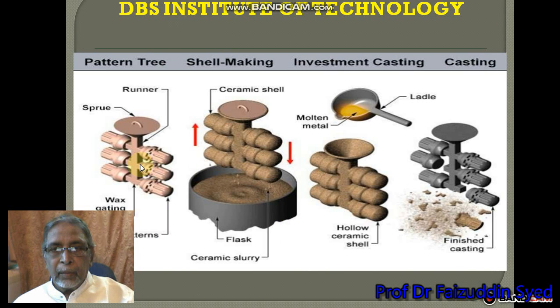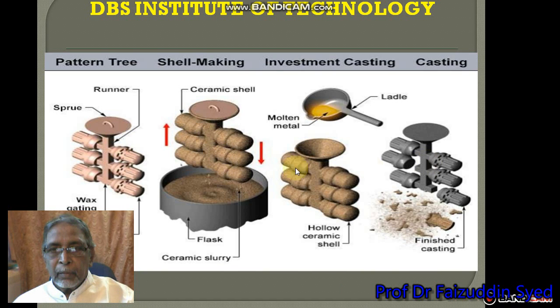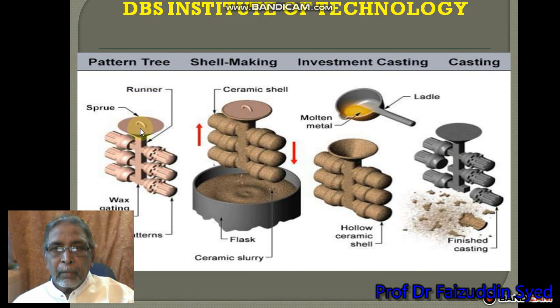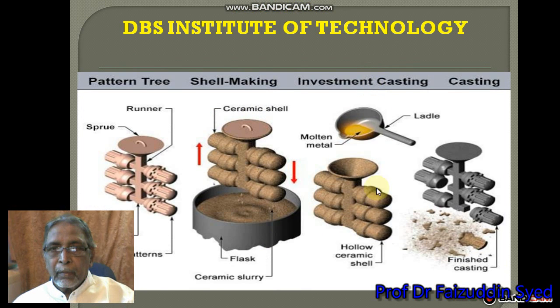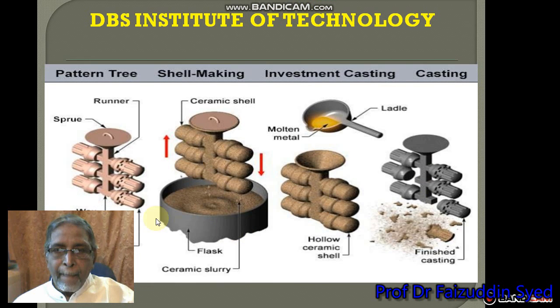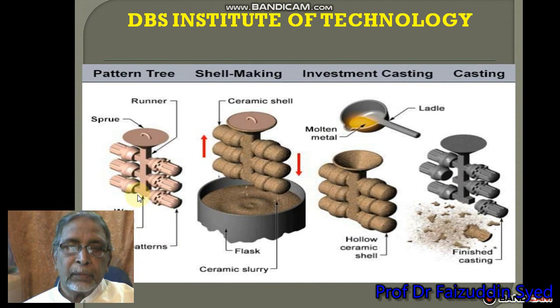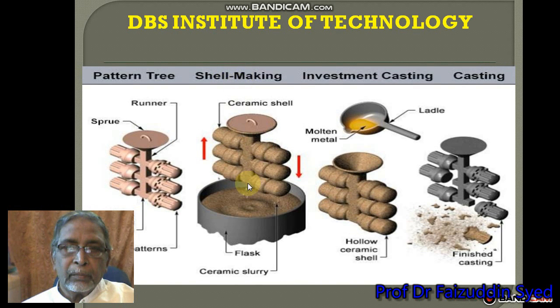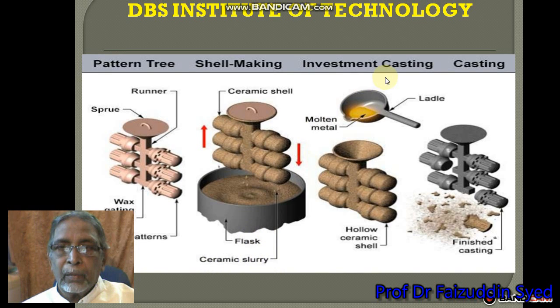Now you are going to see the method of investment casting. On the left side we see the pattern tree. Here we can see the wax gating system. The second is shell making, where you can see a flask with ceramic slurry. Then the investment casting, a hollow ceramic shell where the molten metal is poured inside. And finally, you break the mold and take out the finished casting.